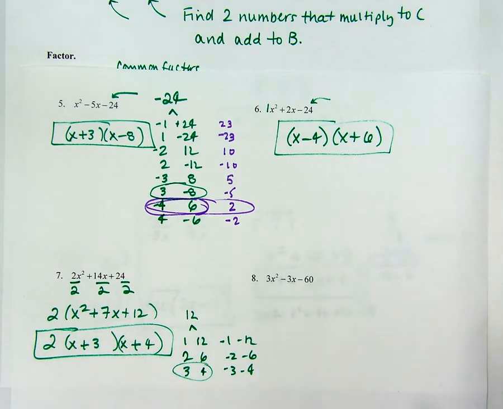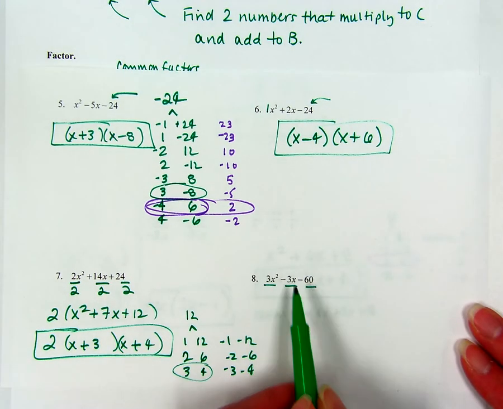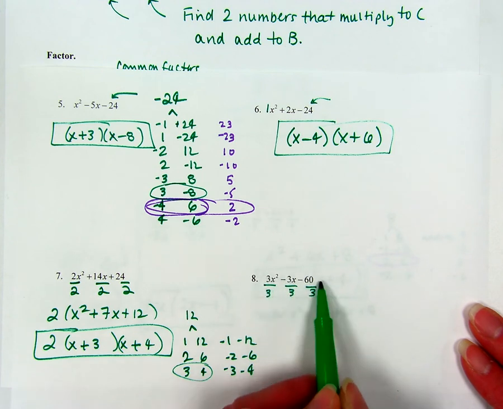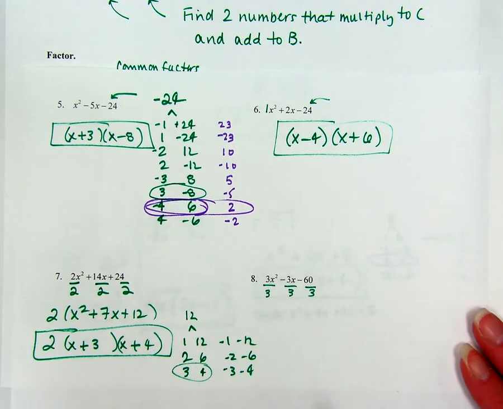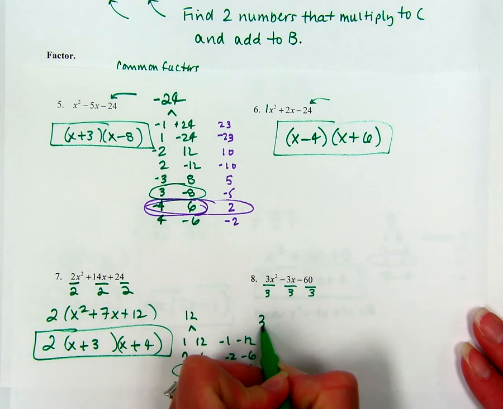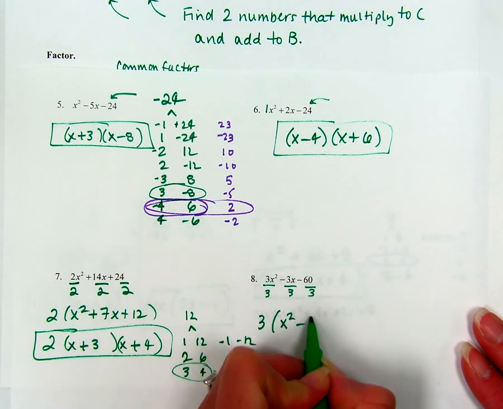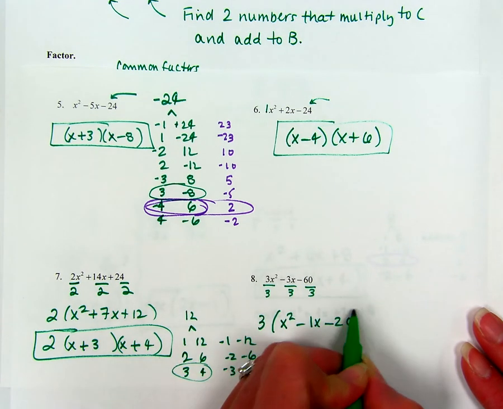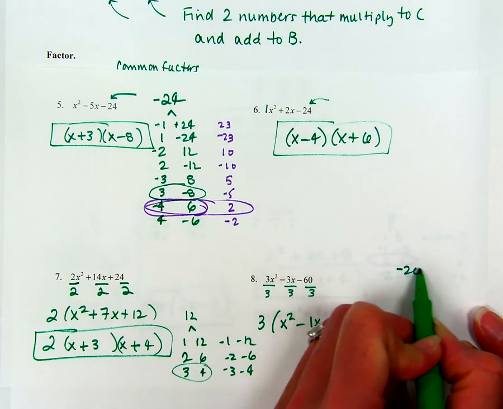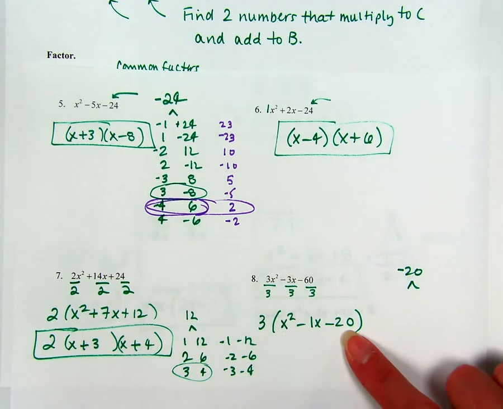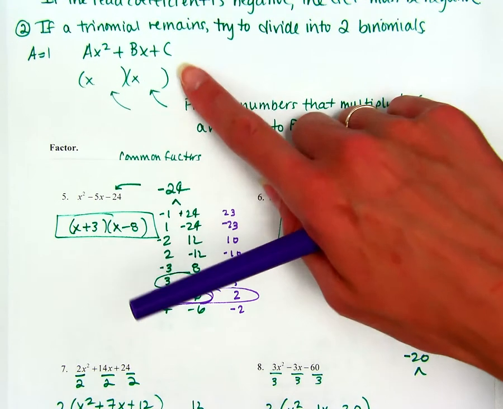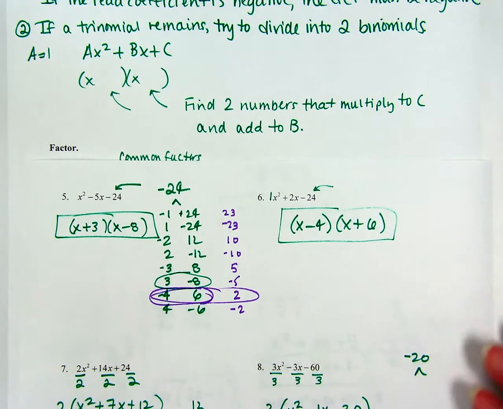Okay, problem number 8. What's the number we can divide them all by? 3. Notice that it's just 3, not x, because this doesn't have an x in the last term. So 3 is out on the outside. Then we have x squared minus 1x minus 20. All right, and then if I look at the last number, I need numbers that multiply to the last number but add to the middle number.